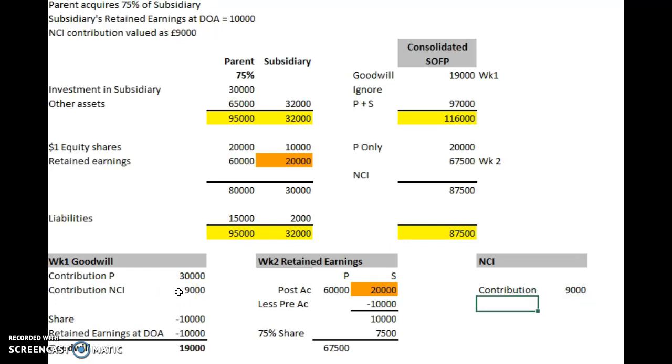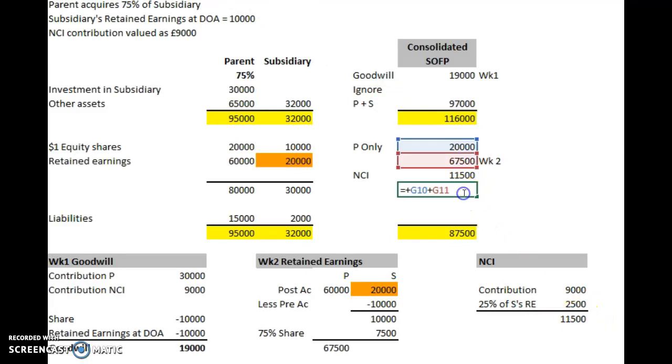That's pretty clear. And they're also due a 25% share of the subsidiary's retained earnings post-acquisition. And this is quite easy because this £10,000, which we split 75%, we now have to put the remaining 25% to the NCI. So this is, take that 10,000 times 25%, 2,500. Obviously, this figure and this figure add up to the total post-acquisition retained earnings for the subsidiary. And that's the NCI figure for the statement. Add those two up, 11,500, and we can put that figure straight in here. So 11,500 for the NCI.